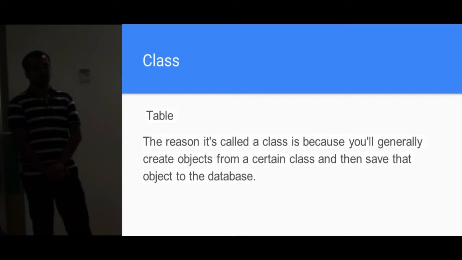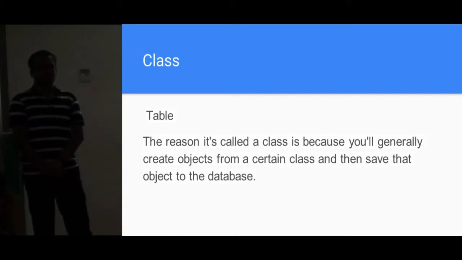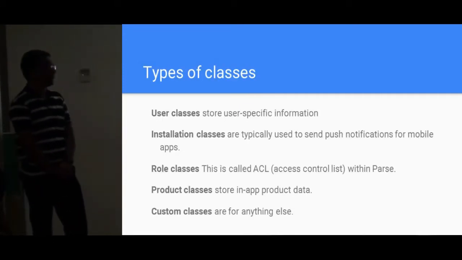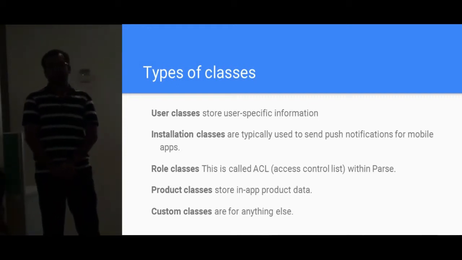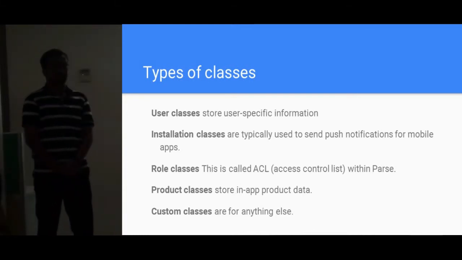While you can specify columns in the data browser, you can also create an object in a single JSON form. The reason they are called classes is that you are generally creating an object of a certain class and saving that object in the database. Parse has five types of tables, five types of classes. The first one is the user class, which is used to store user information, and Parse provides sugar methods such as login, sign up, and much more. Next is the installation class.